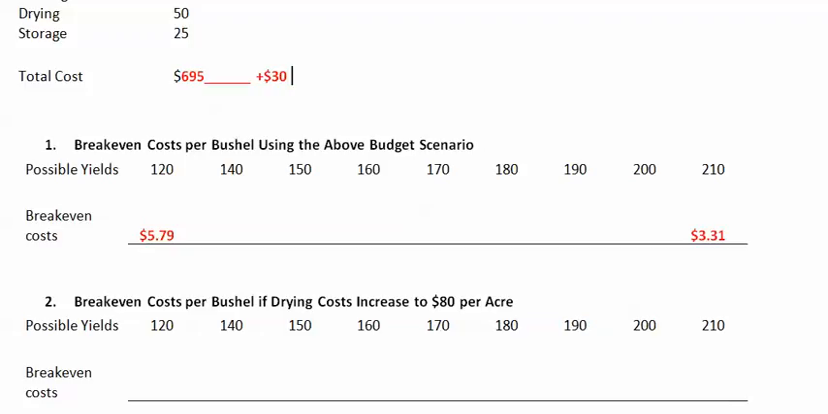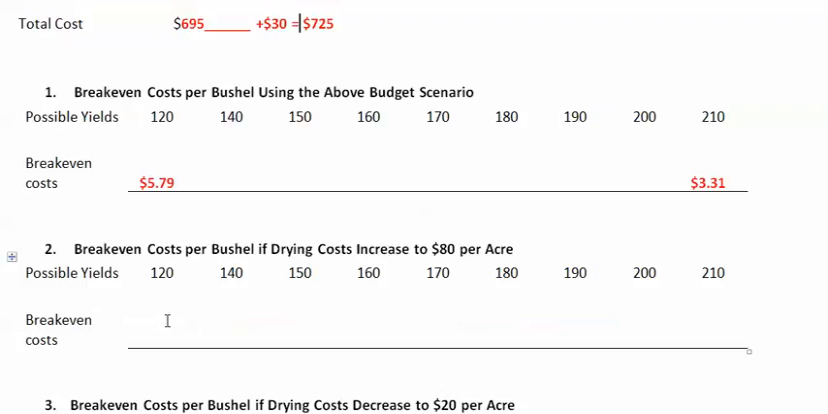$695 plus 30 gives us a new total per acre of $725. We're going to figure this out the same way. Instead of 695 divided by 120, now it's 725 divided by 120. And when we do that, that yields us a cost per bushel of $6.04.